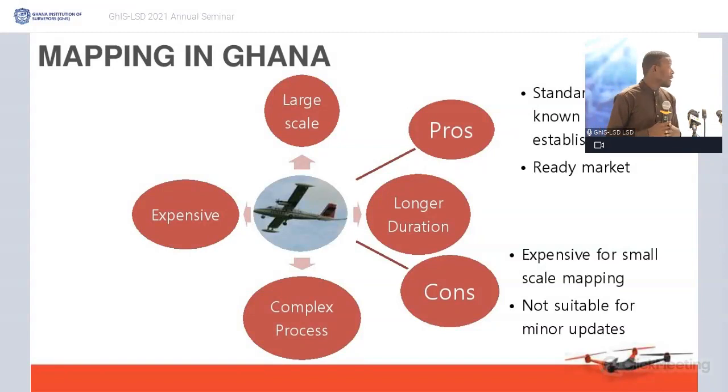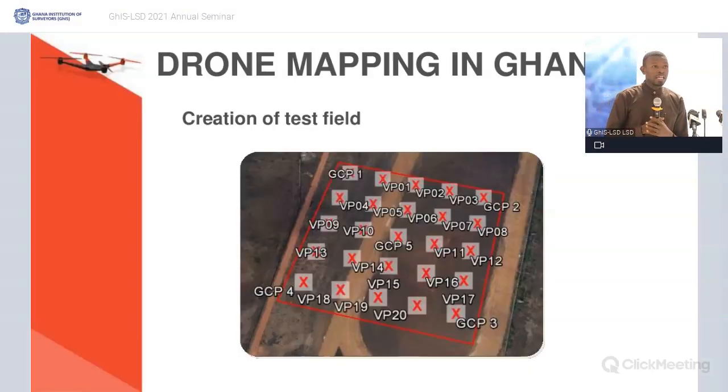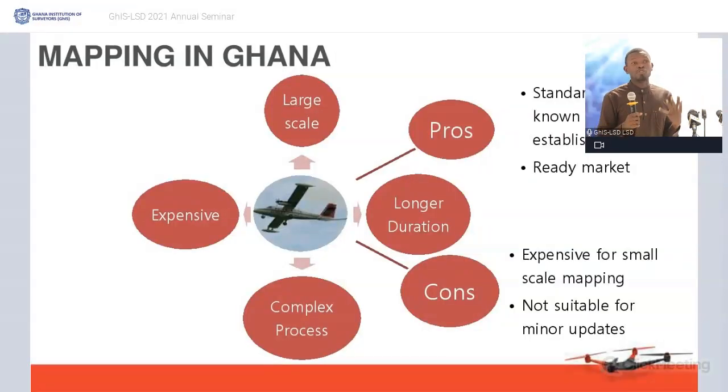But the cons, the disadvantages: it's expensive, especially for small areas. You want to fly maybe 1,000 hectares. Imagine using an aeroplane to fly 1,000 hectares. Over the years, this has been a challenge, and therefore it's not suitable for minor map updates. Let's say, for example, we've been able to fly the whole of Accra, but there is massive development in Airport Residential Area, Cantonments, scattered specific hotspots. So we need to update these places. We don't need to bring a company all the way to come and just update Airport Residential Area or Cantonments. So we need an alternative.